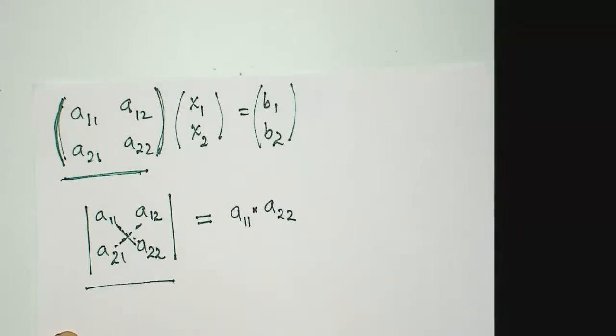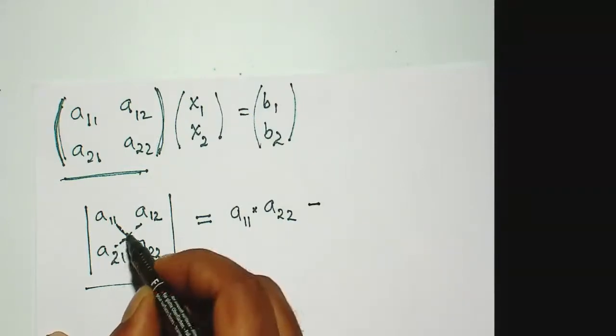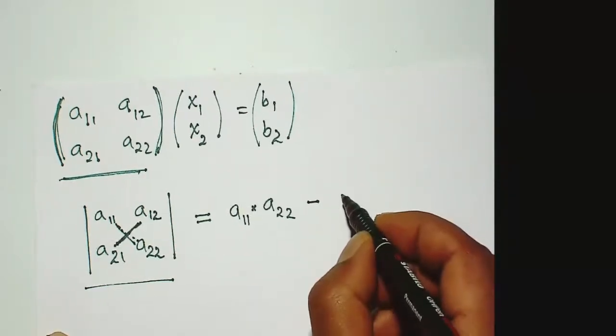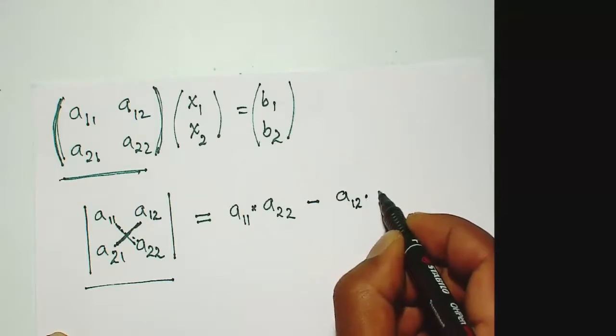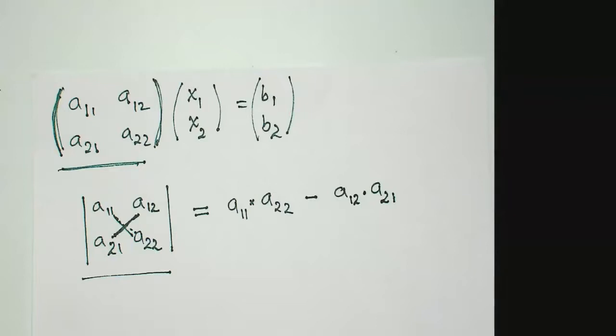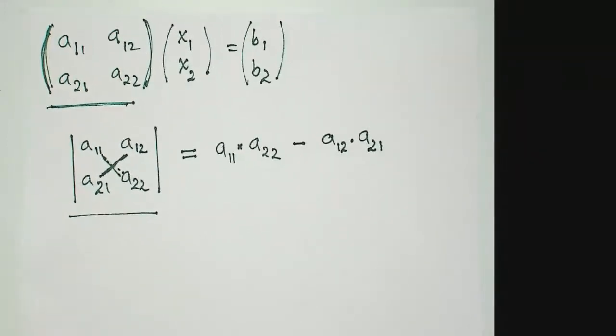So I'm just taking these two diagonal elements first, and I would put a minus here, and I would multiply these remaining two diagonal elements. So A12 multiplied by A21. The resulting number would give you the determinant of our matrix A. If you know how to calculate the determinant, then Cramer's rule would be an easier option for you to work through the matrix representation that we have just made.